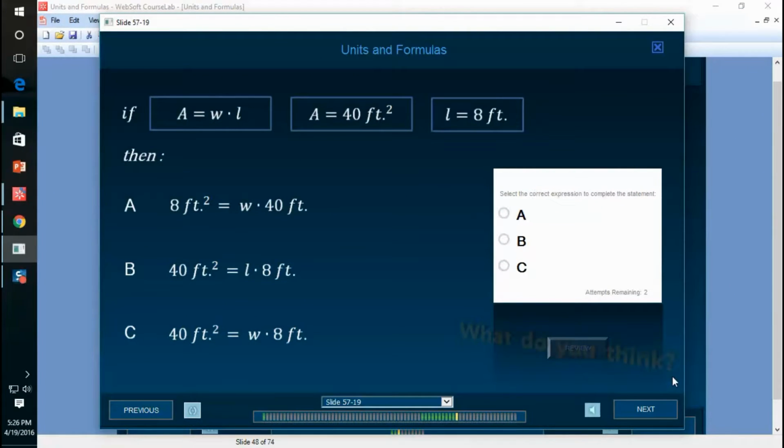If the area of the rectangle equals the width times the length, and the area of the rectangle is 40 square feet, and the length is 8 feet, then we can begin to solve for the width of the rectangle with which of the following statements? The correct replacements are answer choice C. Very nice.